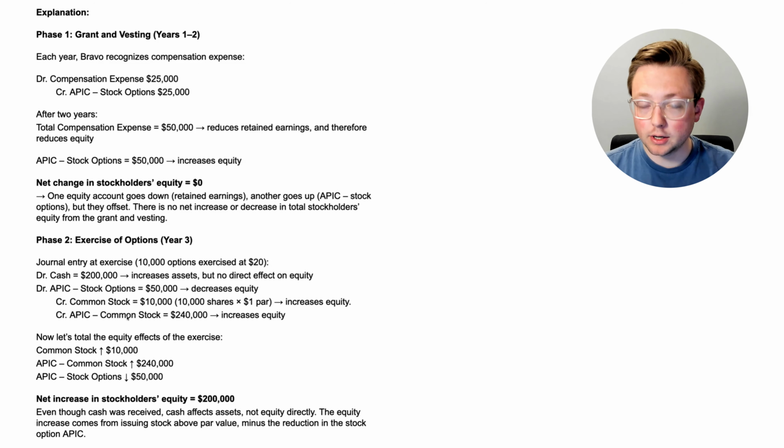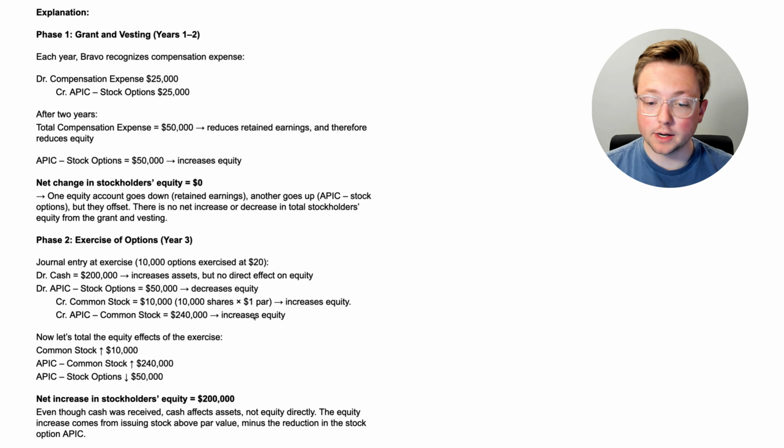And then there's a plug down here where we credit additional paid-in capital for common stock, or you might see something slightly different here. But again, you credit some kind of paid-in capital, $240,000, and that's the plug, because you look up here, $200,000 plus $50,000, that's $250,000. The common stock was $1 par, so that's $10,000. So the plug is APIC common stock $240,000. So this last piece is a plug. So that also increases equity.